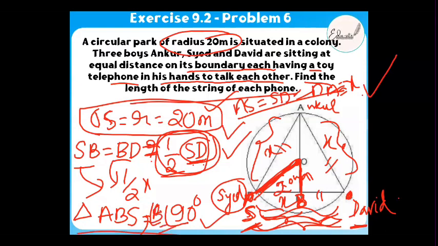Please write it till here. Done? No, right.